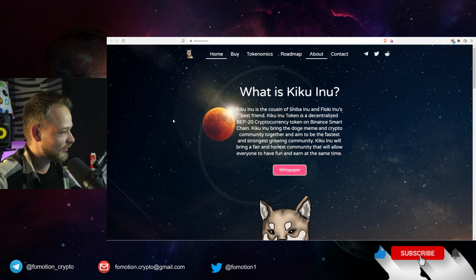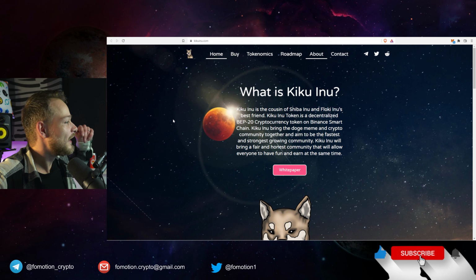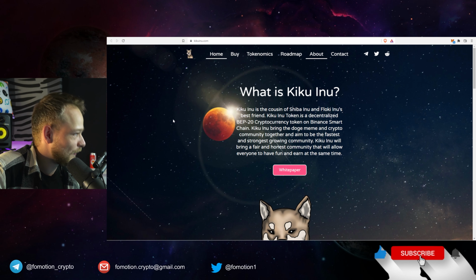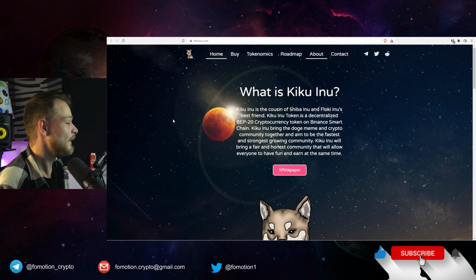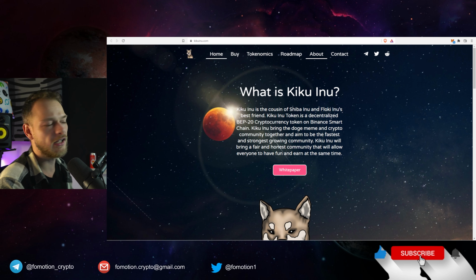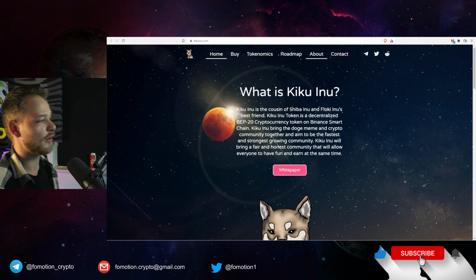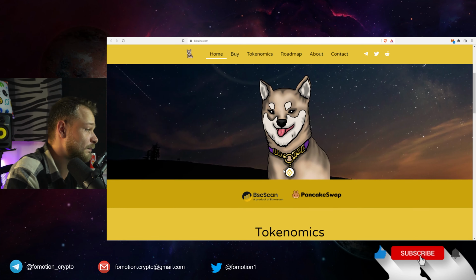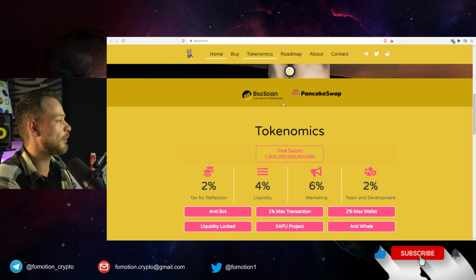Okay, I have to go through this quicker from now. Kiku Inu is the cousin of Shiba Inu and Floki Inu's best friend. Okay, so it's a little story right here. It's a decentralized token on the Binance Smart Chain. It brings the dog meme and the crypto community together and aims to be the fastest and strongest growing community. And they have a strong and fast growing community, so therefore it's really nice. The logo is pretty much on point, nothing to complain about there.